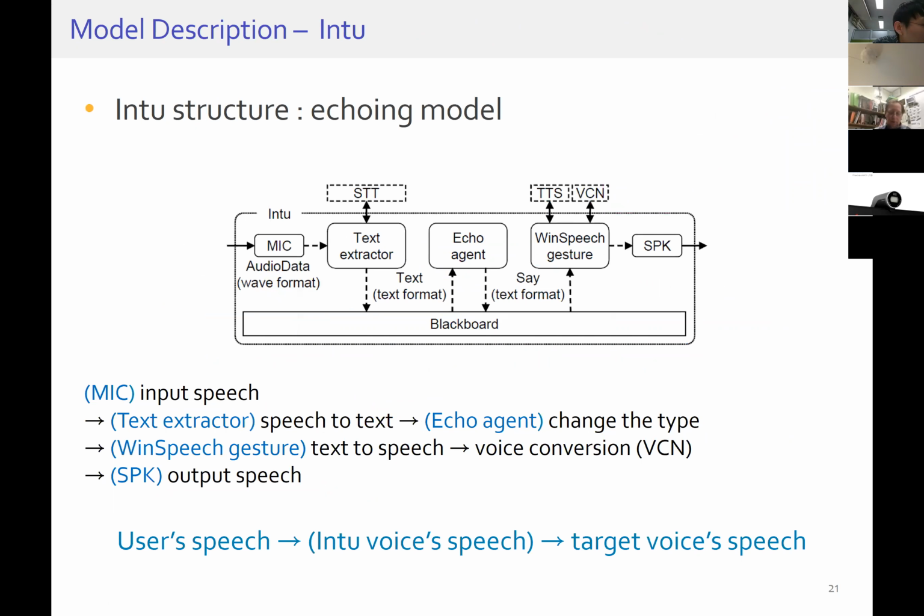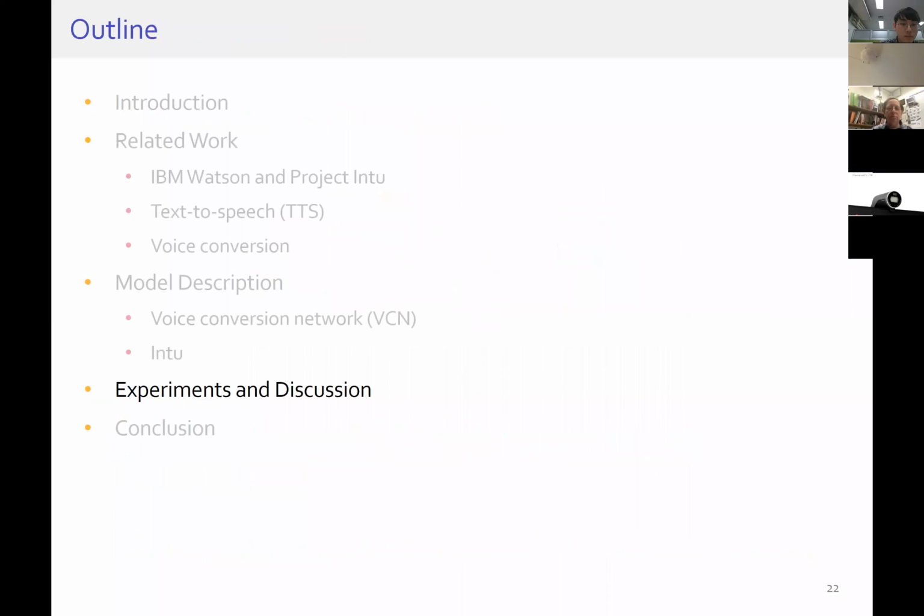For our experiment, we built a simple echoing model. Intu first receives the user's speech through the microphone. Then it extracts text from the speech by using Watson's speech-to-text API. Next, the text is converted to speech with Intu's voice, and VCN additionally converts Intu's speech to the speech of the target voice. Next, we present the experiment and discussion.